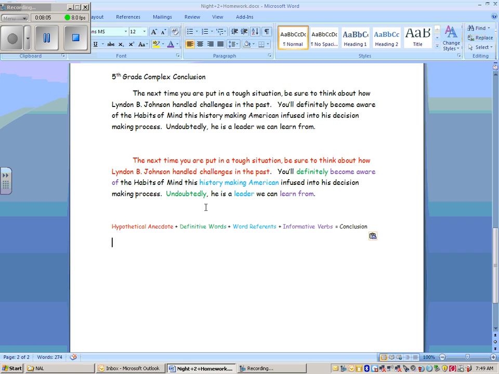Looking at my paragraph right here, you can see the words that are in black are the extra words that aren't required, that just make my sentences make sense. There aren't that many extra words. So if you can get the four parts of a good conclusion, you will easily be able to write a conclusion. So my final part of my paper will read, the next time you're put in a tough situation, be sure to think about how Lyndon B. Johnson handled challenges in the past. You'll definitely become aware of the habits of mind this history-making American infused into his decision-making process. Undoubtedly, he is a leader we can learn from.